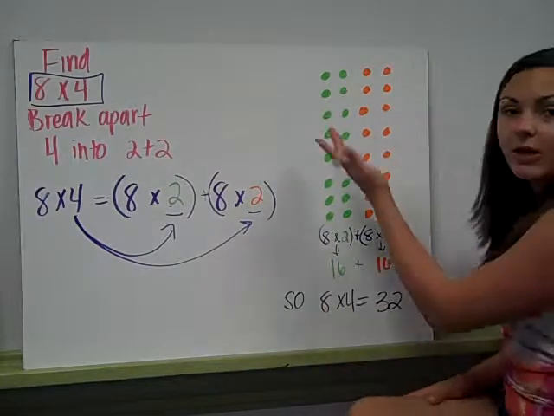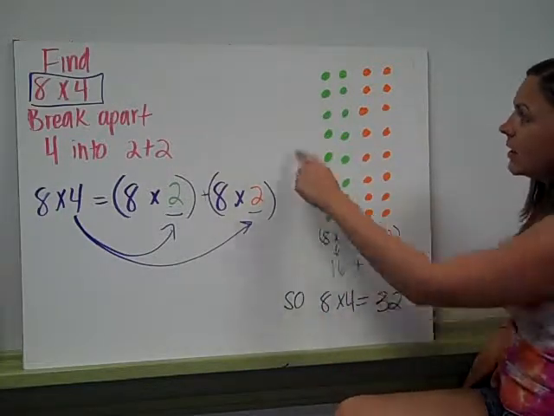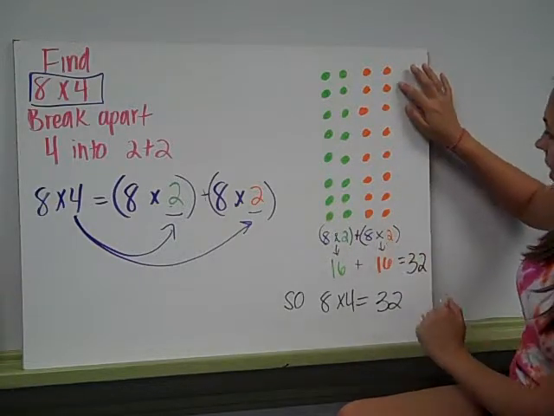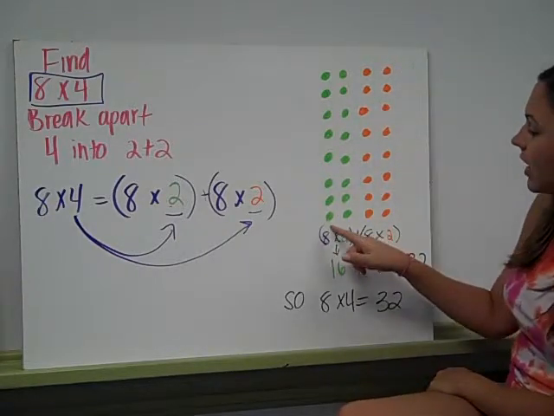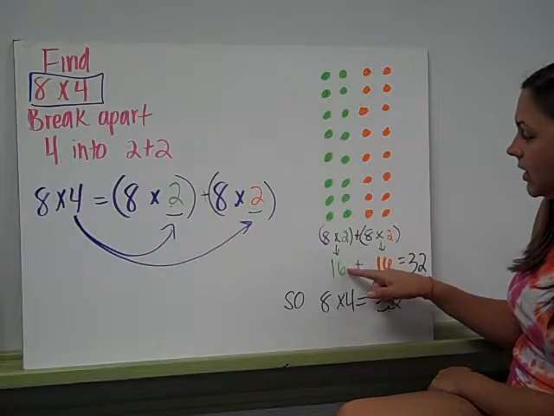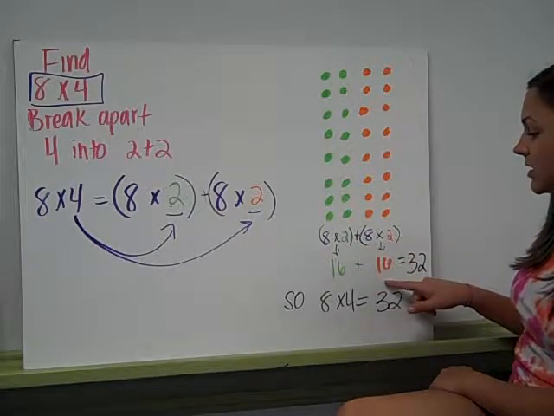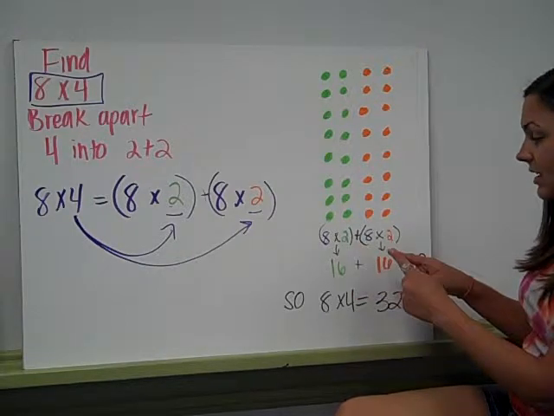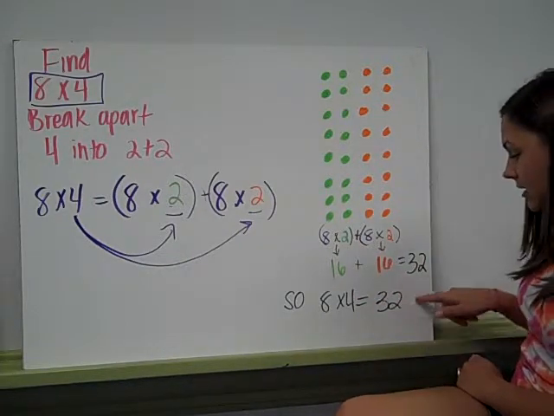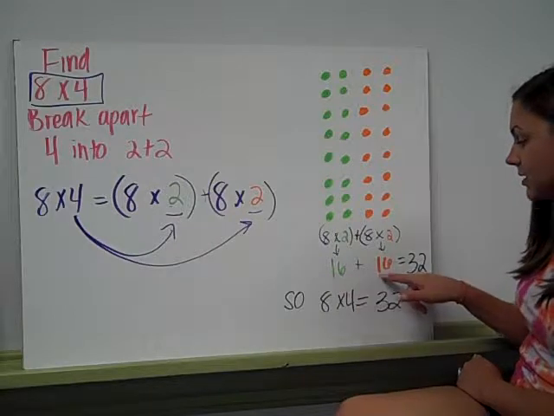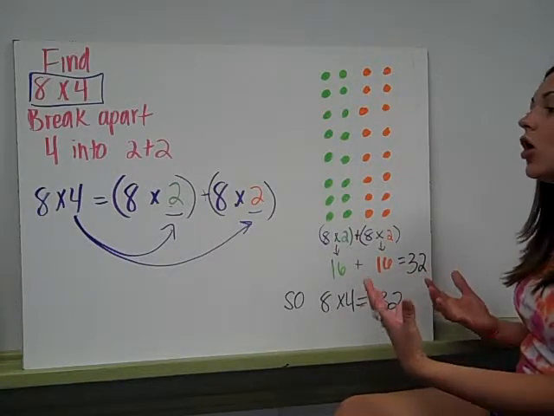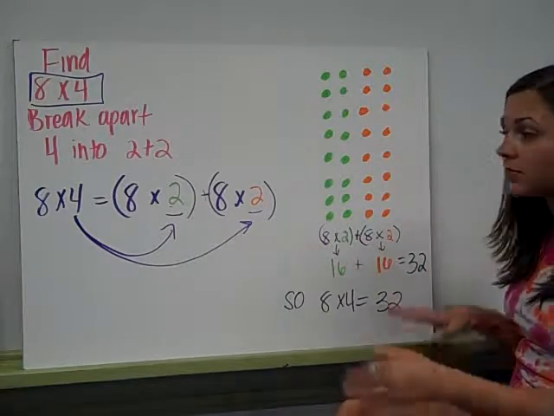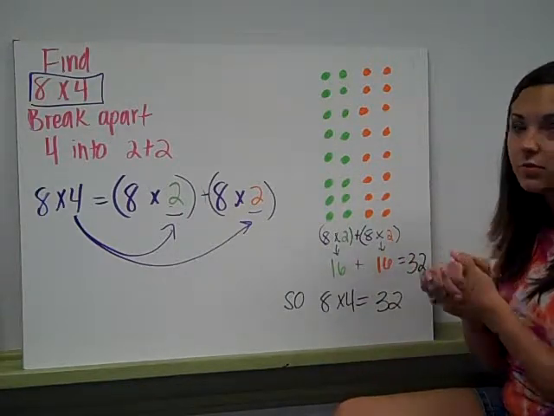Over here, I just have a picture of 8 times 2. I have 8 going down and 2 across. 8 times 2 gives me 16. So therefore, 8 times 4, because these two 2's added together gives me 4, is 32. 16 plus 16 is 32. All I'm doing is breaking it apart into 2 easier to manage problems and then bringing it back together.